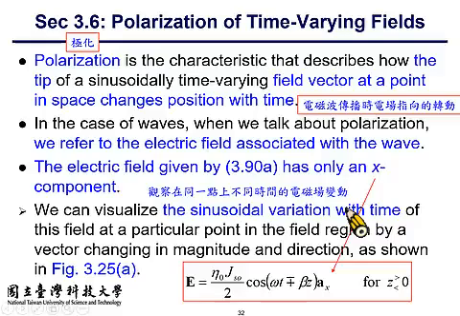Okay, let's continue our discussion about section 3.6, that is the polarization of the time-varying electrical field. Polarization, 极化, polarization is the characteristic that describes how the tip of a sinusoidal time-varying field vector at a point in space changes its position with time. In the case of waves, when we talk about polarization, we refer to the electrical field associated with the wave.